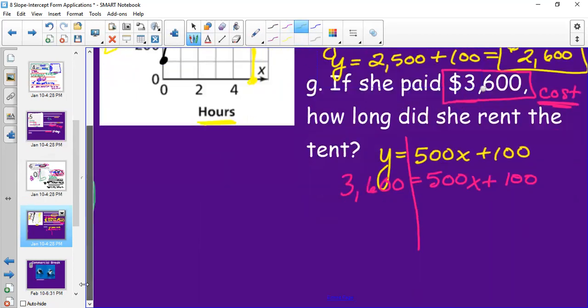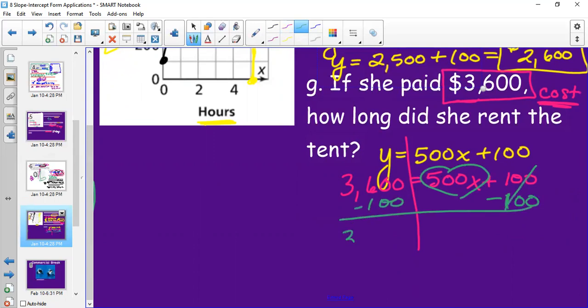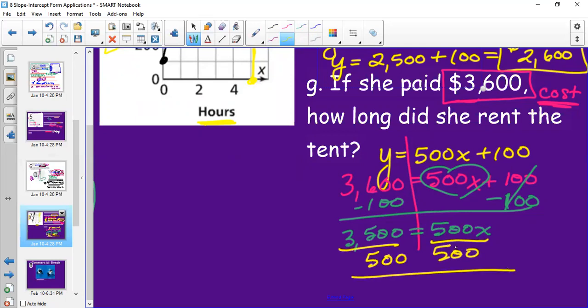All right, and I'm going to go ahead and solve this. This is a two-step equation. You guys were really good at these last semester. So we've got our happy couple, got to get rid of this outsider, the plus 100. So we're going to subtract 100 from both sides. That'll give us 3,500 equals 500x. And then we want to get x by itself, so I need to divide by 500 to get an answer here of 7 hours.